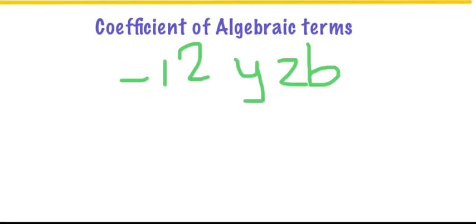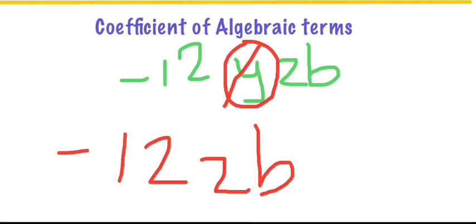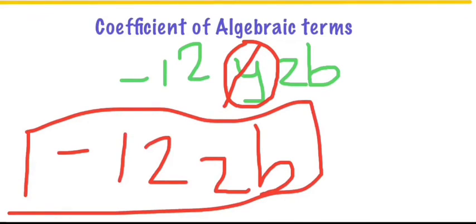Now for example, the coefficient is the product of the remaining factors of the term. For example, if I say find the coefficient of y, so if I ask you the coefficient of algebraic term y, you have to say minus 12zb, because other than y, I am just removing this y, and whatever remaining factor is there, that is my answer. So over here minus 12zb is the answer.